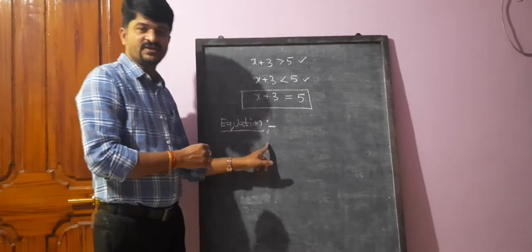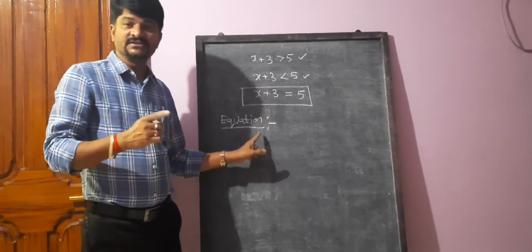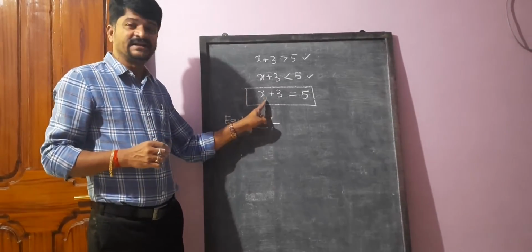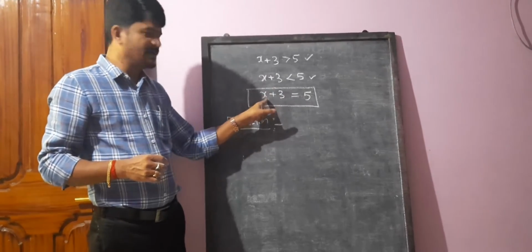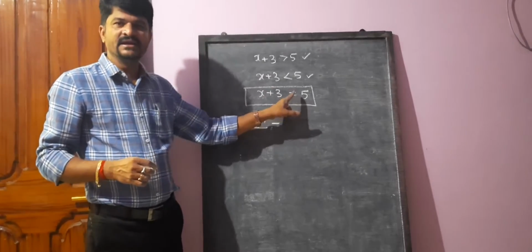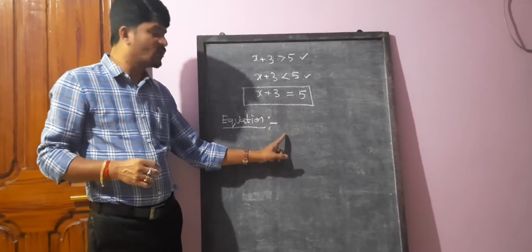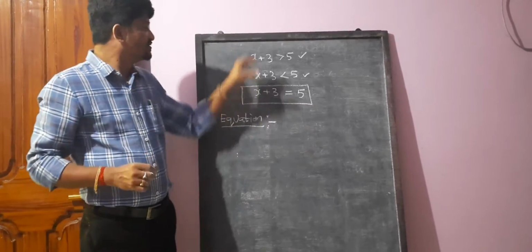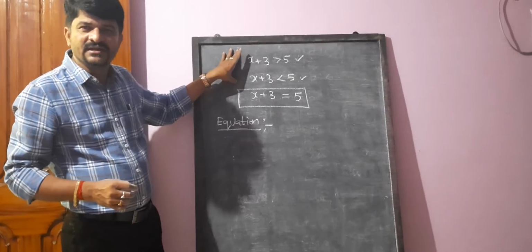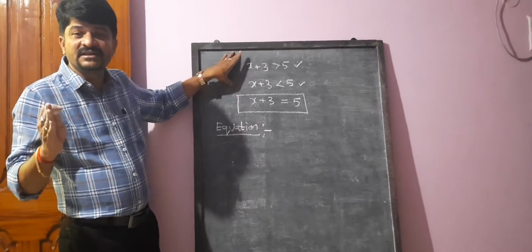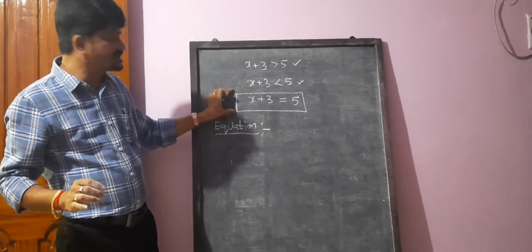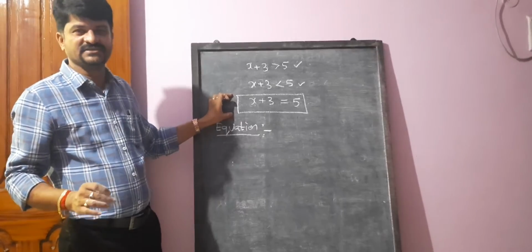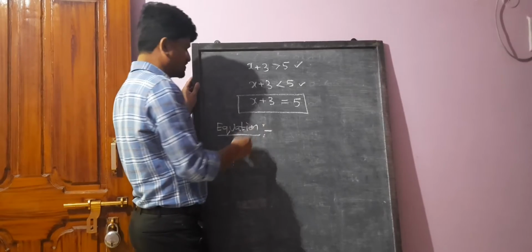What is an equation definition, children? An equation is nothing but an open sentence which contains an equality sign. An open sentence which contains an equality sign is called an equation. These are also open sentences only, but these do not come under the equation. Only this can come under the equation. So, what is the equation definition?